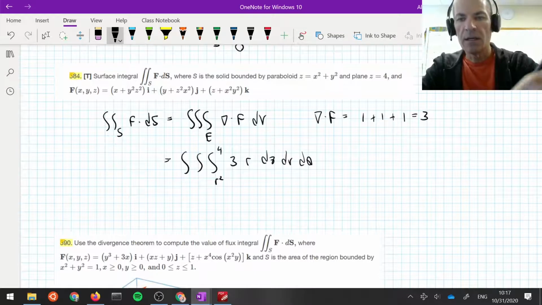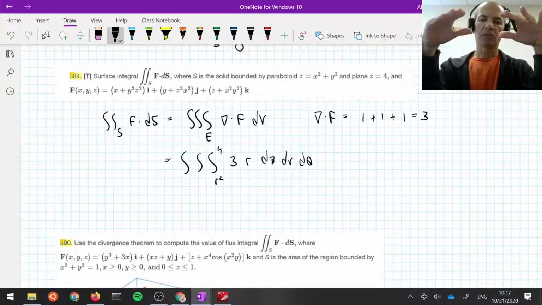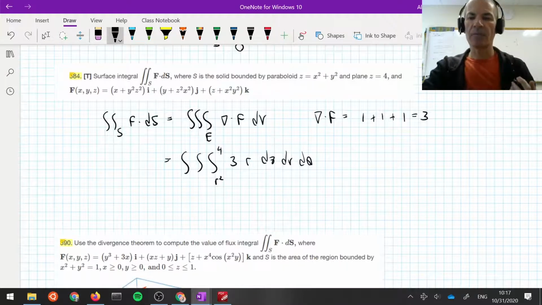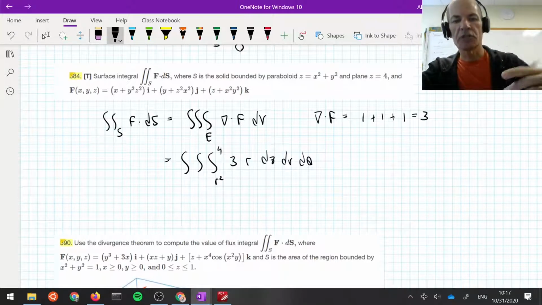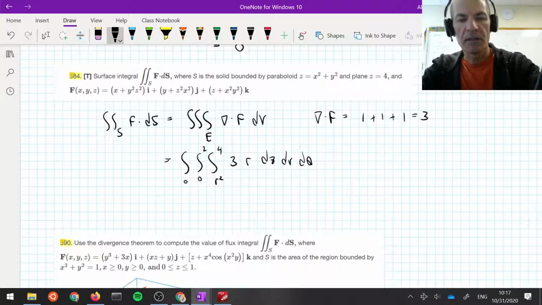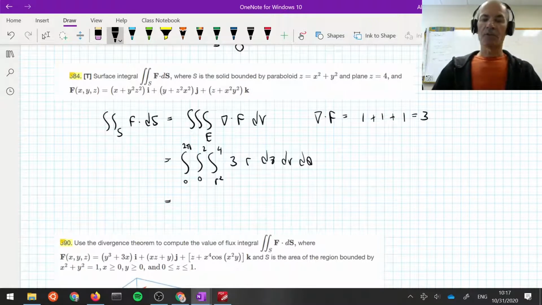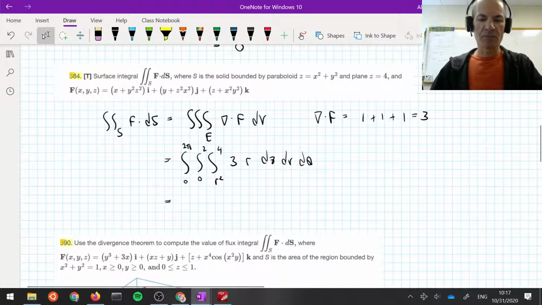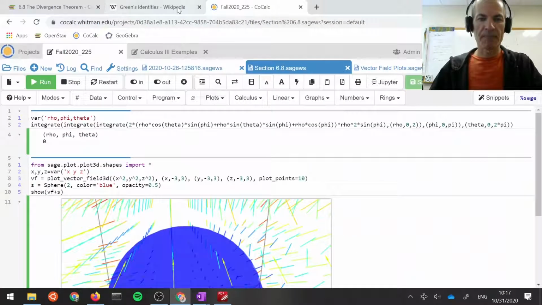R, let's see, what does this shape look like if we project it down into the xy plane? It's going to look like a circle of radius 2. So r is going to go from 0 to 2, and theta is going to go all the way around. Once again, we can use Sage to compute this integral, so let's jump over to Sage.